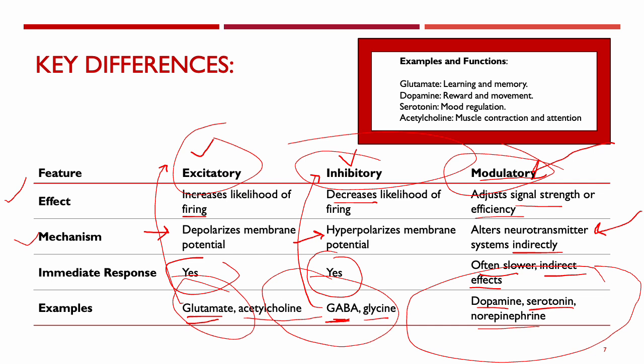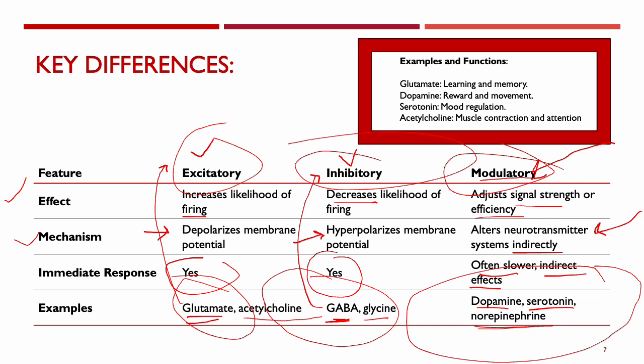And the same is true for serotonin, for example. It can be excitatory when it binds to, for example, 5-HT2, if my memory serves me right here. But it can also be inhibitory if it's binding to 5-HT1 receptors. So it too will depend on the receptor type. And the same goes for norepinephrine.